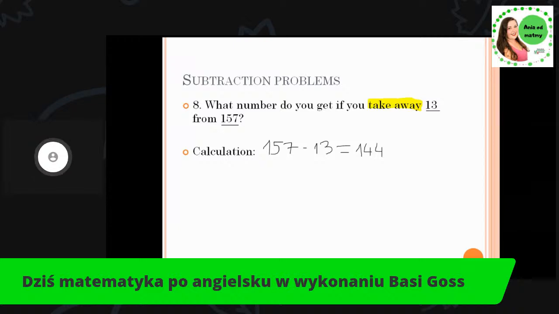So, checking for this, remember to use addition to check subtraction. And we have 144 plus 13 equals 157.